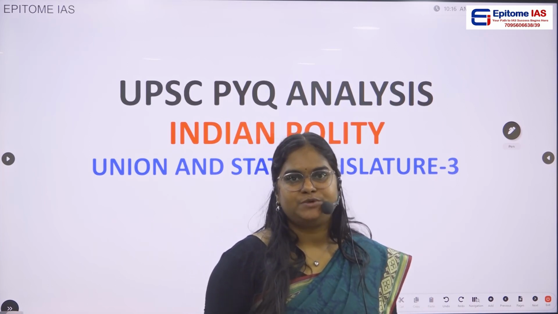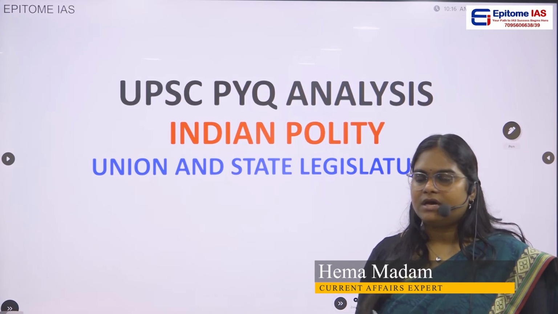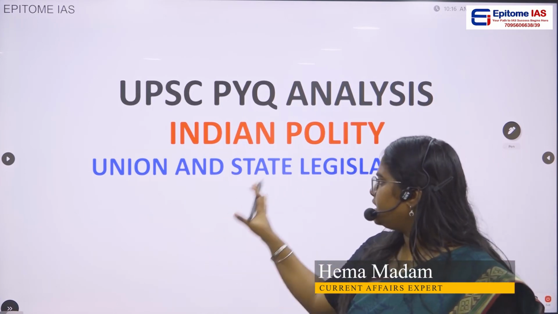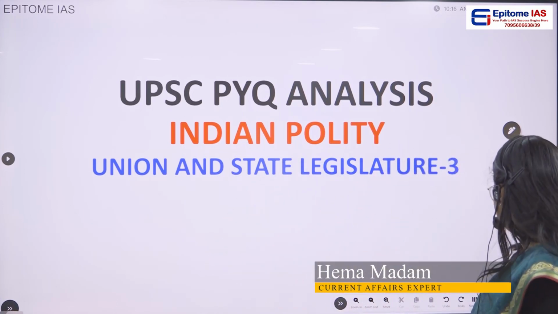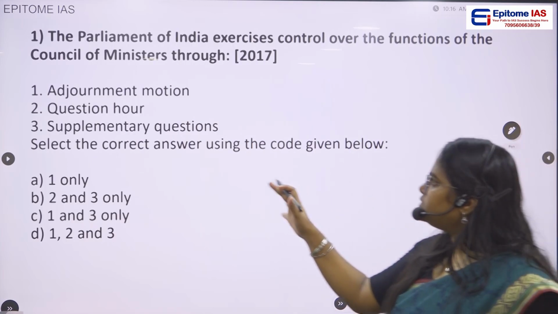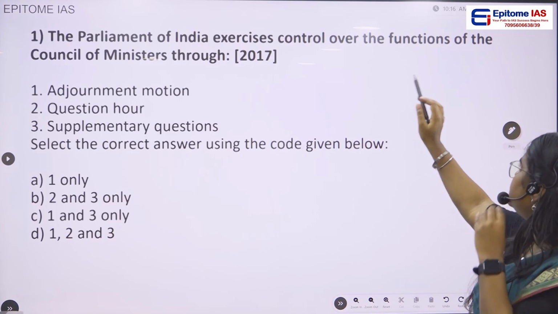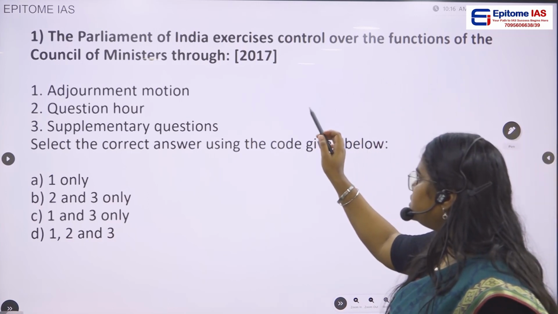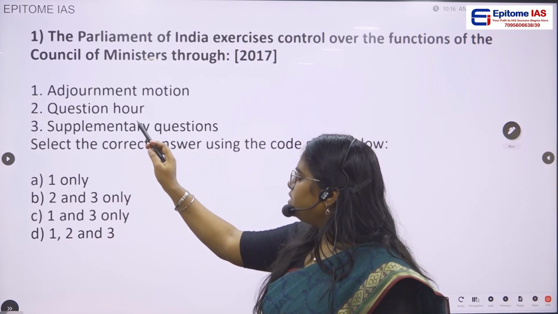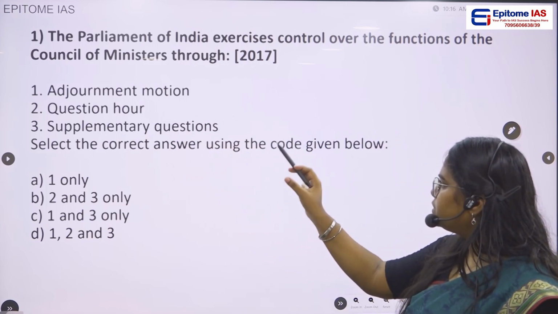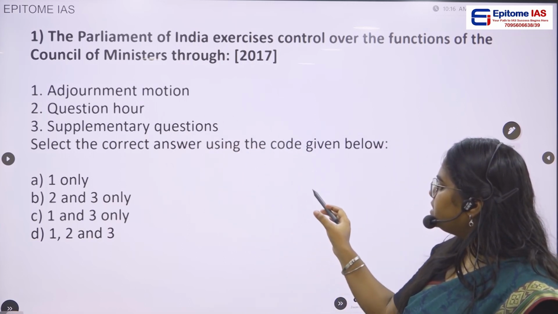So we are doing the UPSC PYQ analysis and today's topic would be Union and State Legislature from the Indian polity. So the first question would be: the Parliament of India exercises control over the functions of Council of Ministers through 1. Adjournment motion, 2. Question hour, 3. Supplementary questions.